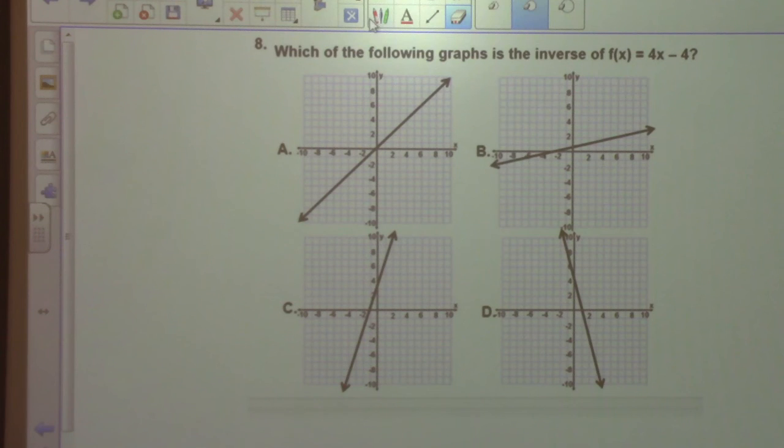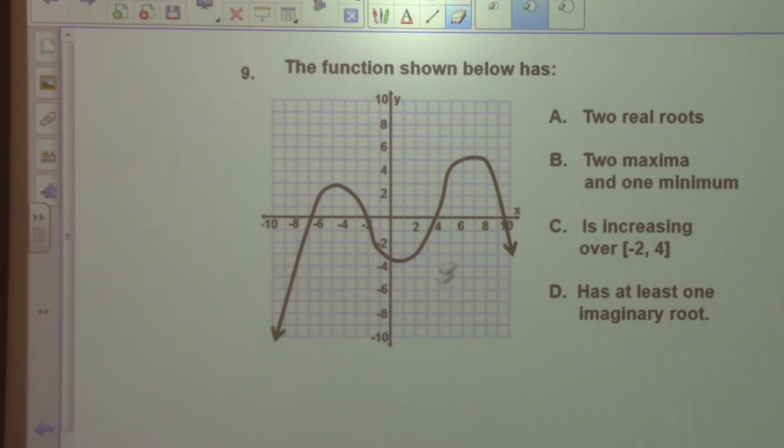This one, 8, what did you get for 8? You should get B, because you have a slope of 4. Your inverse is going to be the reciprocal of 4, which is 1/4, so that's going to be that. Next, this one is going to be B, 2 maxima and 1 minimum, okay? So that'll be B.